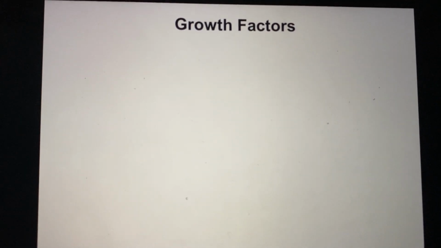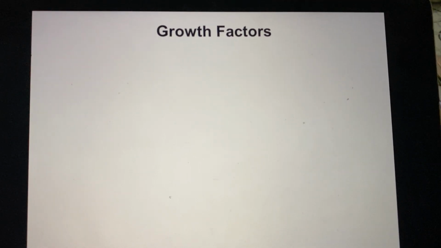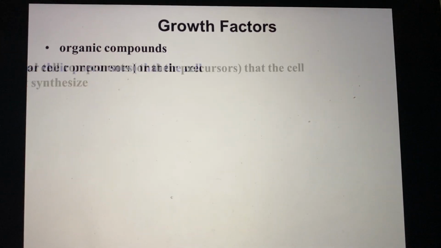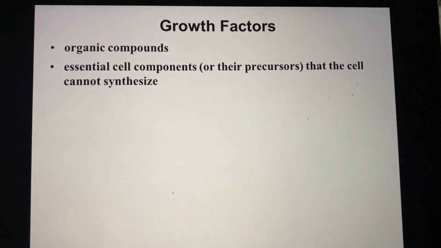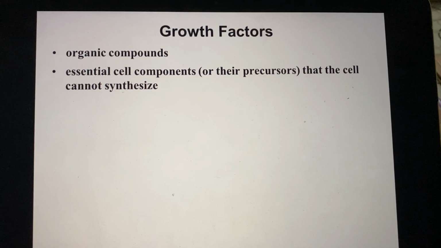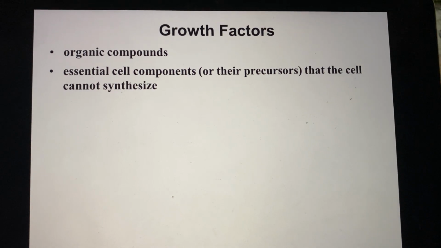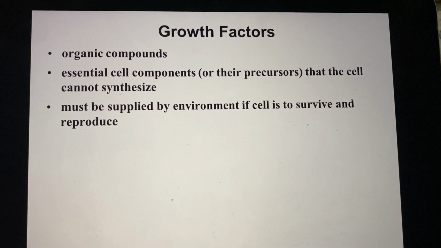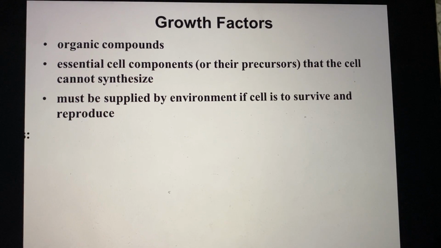Besides carbon, hydrogen, oxygen, nitrogen, sulfur, and phosphorus, there are certain growth factors that are needed for the growth of some microbes. These are usually organic compounds, and they are essential as precursors to the cell components that we will look at. The cell cannot synthesize them, so they have to be provided in their nutrients. And these growth factors will be needed for their survival and reproduction.